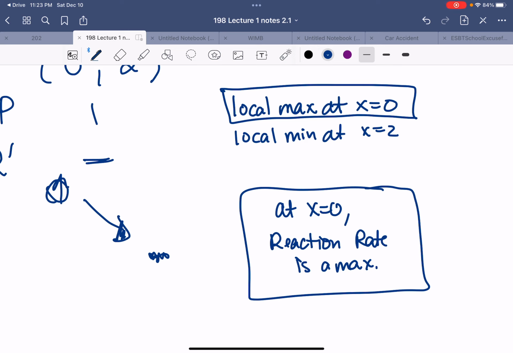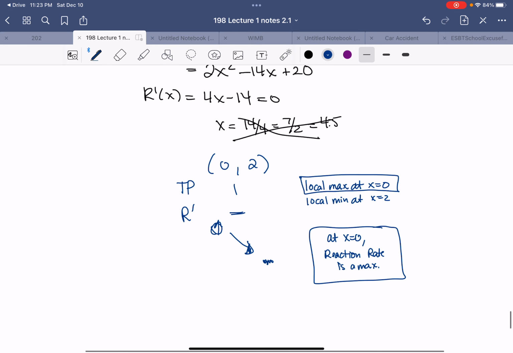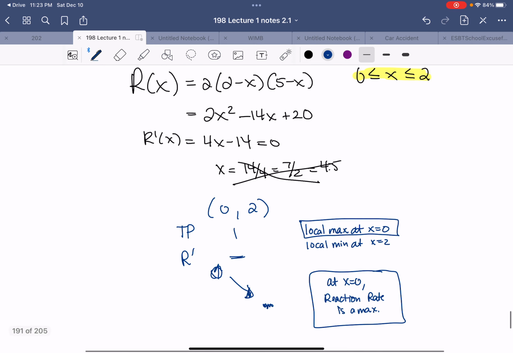And so the reaction rate is going to be slower. So it's going to start out really fast and it's going to slow down over time. So it's fastest when x equals 0. So that kind of makes sense. So when you don't have a critical point, you're going to work with your endpoints.